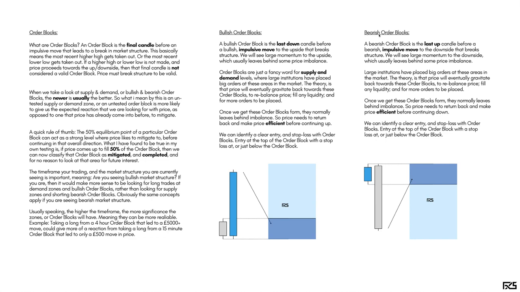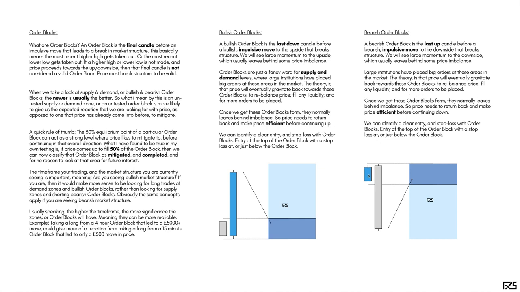Now, a bearish order block is obviously in reverse. It is the last up candle before a bearish impulsive move to the downside that again breaks structure. We will see large momentum to the downside, which usually leaves behind some price imbalance. And again, as we covered here, large institutions have placed big orders in the markets at these areas. The theory is that price will eventually gravitate back towards these order blocks to rebalance price, fill any liquidity, and for more orders to be placed.